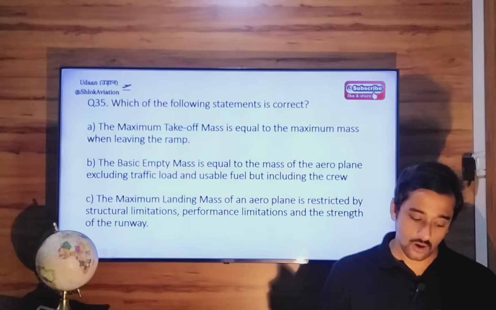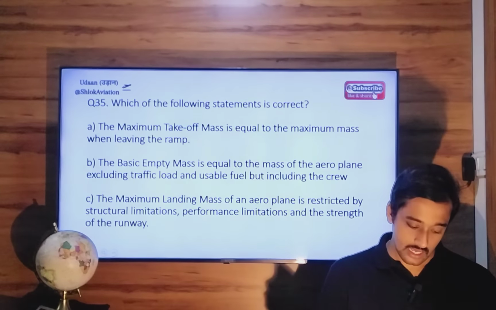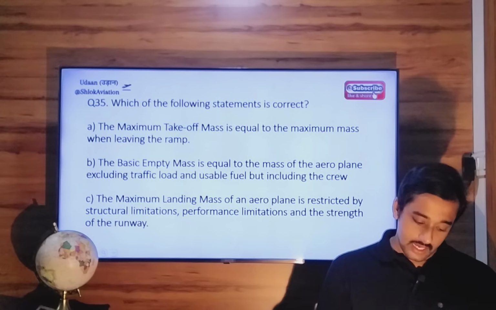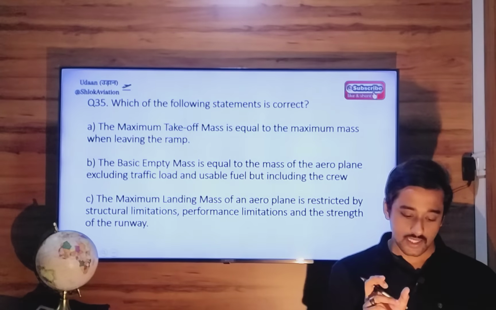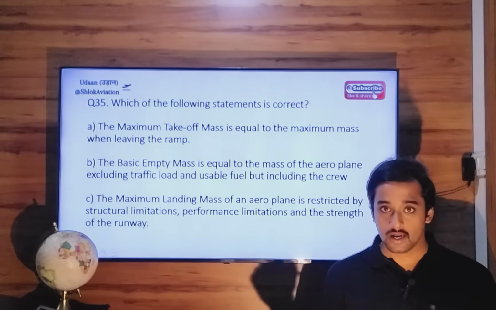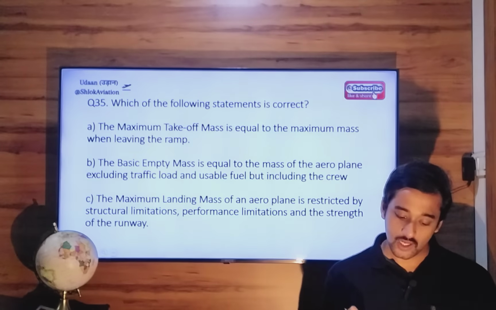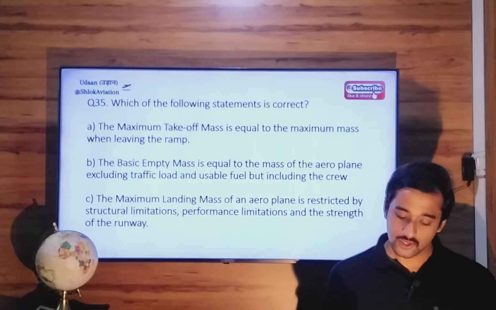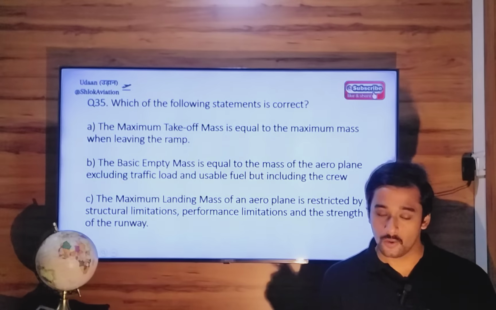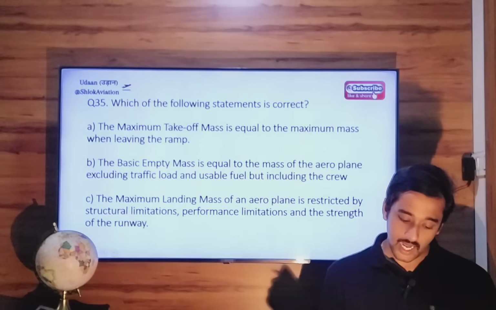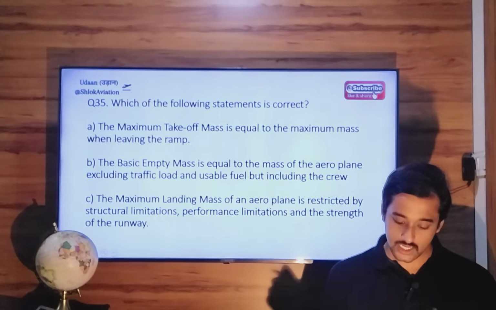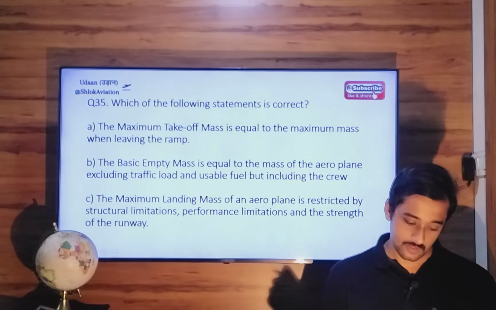Question 35. Which of the following statements is correct? The maximum takeoff mass is equal to maximum mass when leaving the ramp. So that means maximum takeoff mass is equal to maximum ramp mass. Basic empty mass is equal to mass of the airplane excluding traffic load and usable fuel, but including crew. Maximum landing mass is restricted by structural limitations, performance limitations, and the strength of the runway.